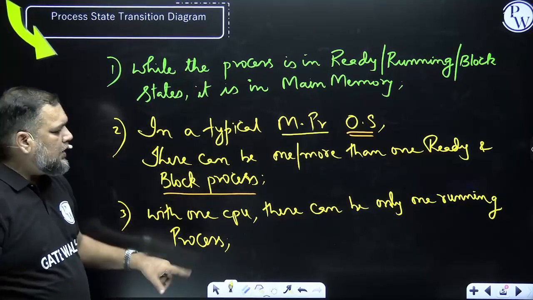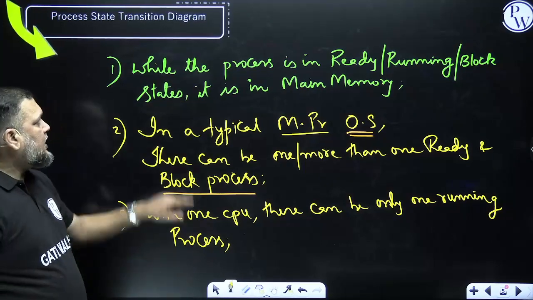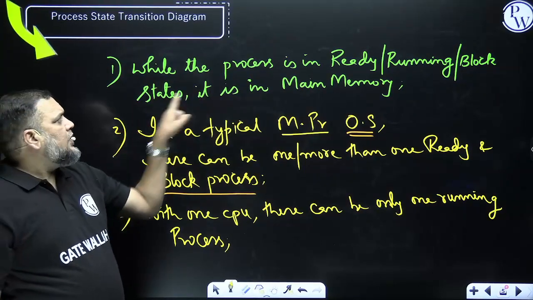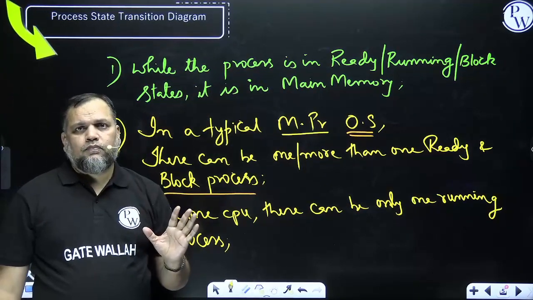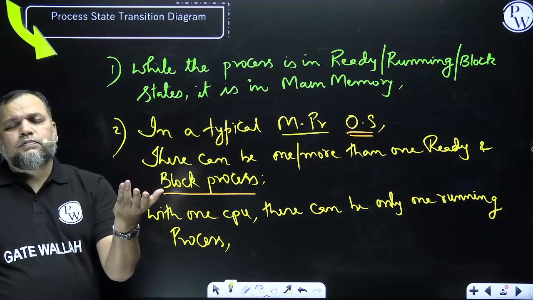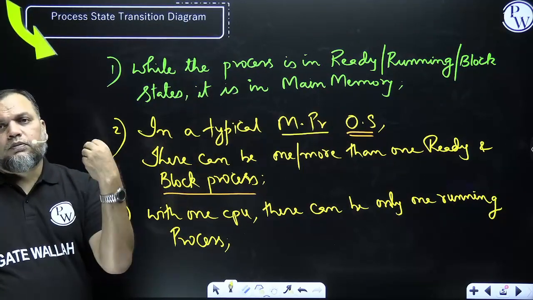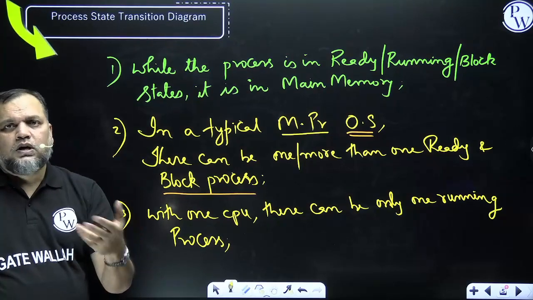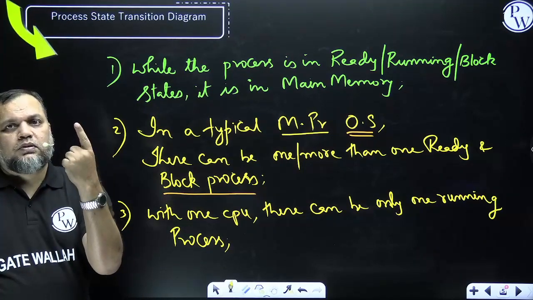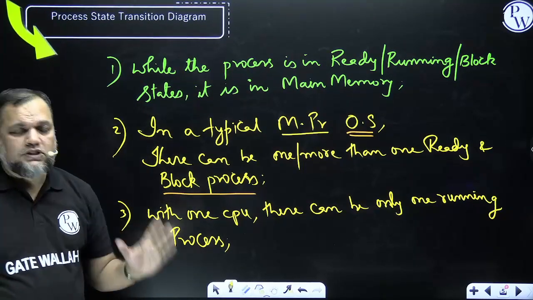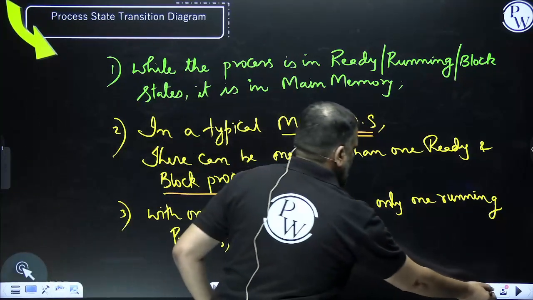So these are the essential highlights of the diagram. Again, I am re-emphasizing, while the process is in ready, running or block state, it is in main memory. Number 1, there can be many ready processes, including 0. There can be many block processes, including 0. And there can be one running process maximum at a time if I have one CPU. This is the important aspect of the process state transition diagram.